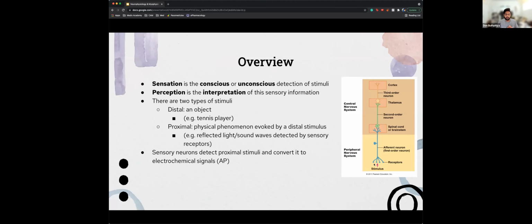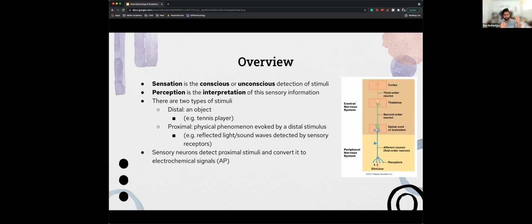Just a quick overview. Sensation is, and I think you guys would have had Michael for this. He's a really good lecturer, and he had a really good example with the tennis player. Basically, sensation is the conscious or unconscious detection of stimuli, whereas perception is our brain interpreting that information.